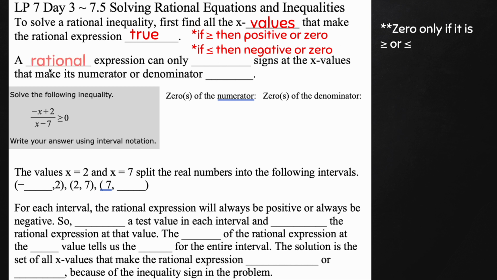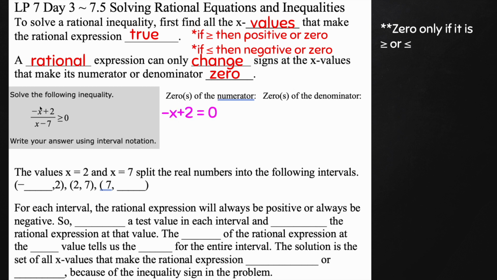A rational expression can only change signs at the x values that make its numerator or denominator 0. This is why we're going to plug some numbers in a moment, to make that make a little more sense. First we're going to find the zeros of the numerator and the zeros of the denominator.